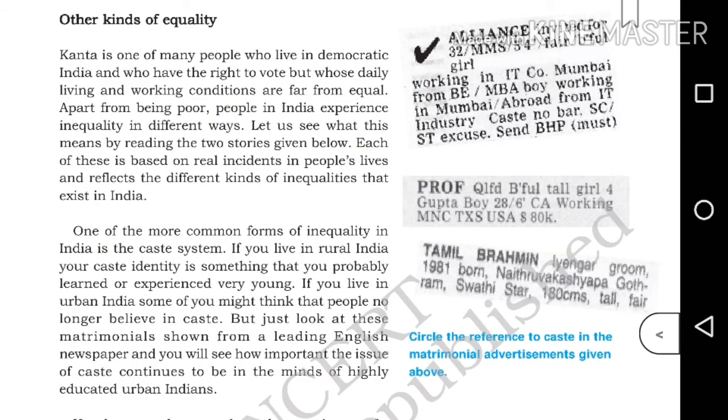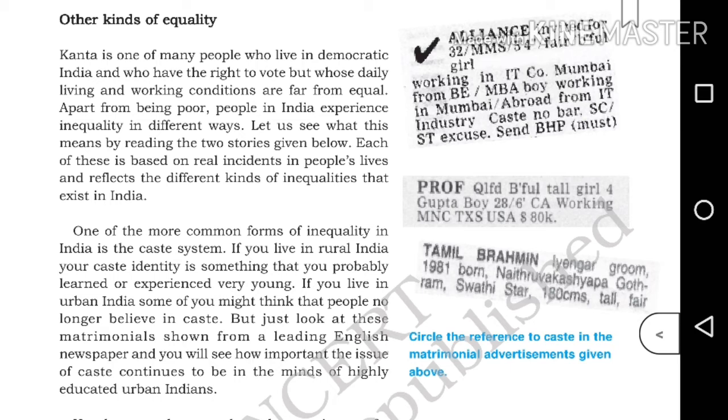Other kinds of equality. Kanda is one of many people who live in democratic India and who have the right to vote, but whose daily living and working conditions are far from equal. Apart from being poor, people in India experience inequality in different ways. Let us see what this means by reading the two stories given below. Each of these is based on real instances in people's lives and reflects the different kinds of inequalities that exist in India.